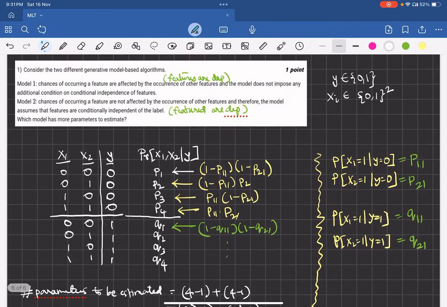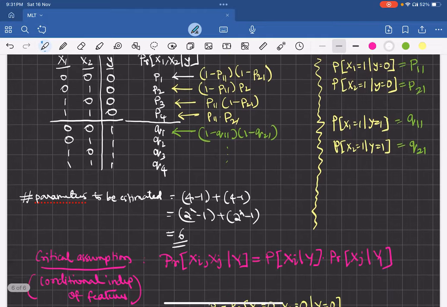Now, in fact, there is one more parameter which we had to estimate, which is the probability of y equal to 0 and probability y equal to 1. They will be of the form p and 1 minus p. So this is one more parameter that we have to estimate. But this parameter is the same for both model 1 and model 2, so we don't have to compare it separately.